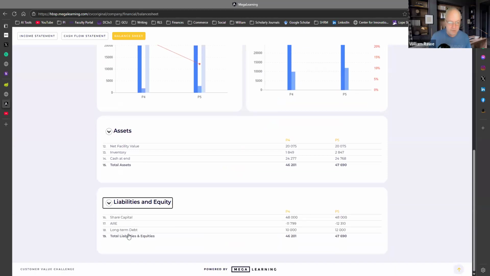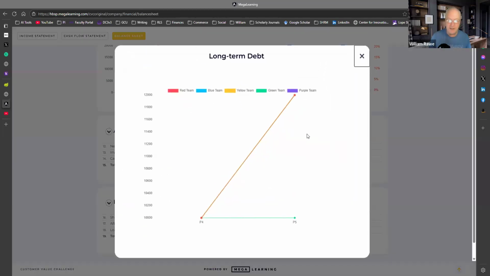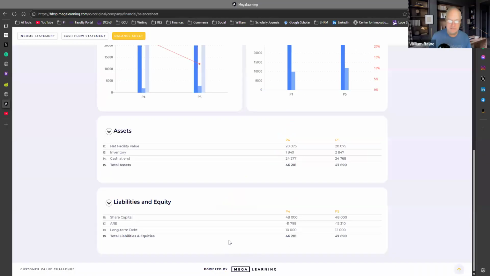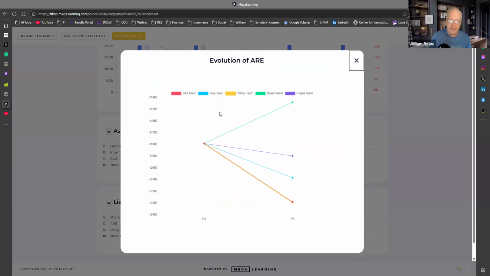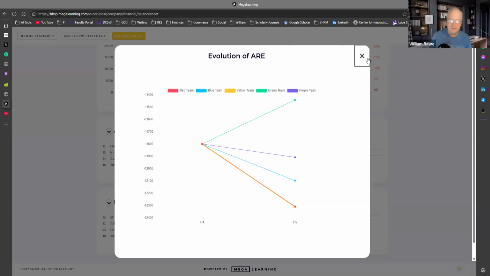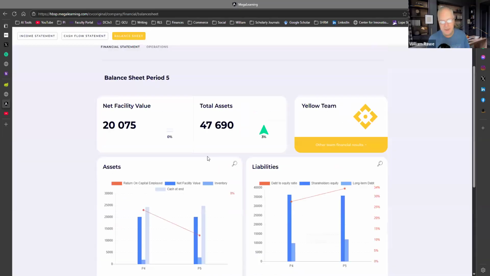Liabilities and equity. So who has the most long-term debt? I can click on this. Everybody's about the same except for green. ARE, where's everybody's ARE at? I can compare it here as well. So click on everything. Make sure you drill in.